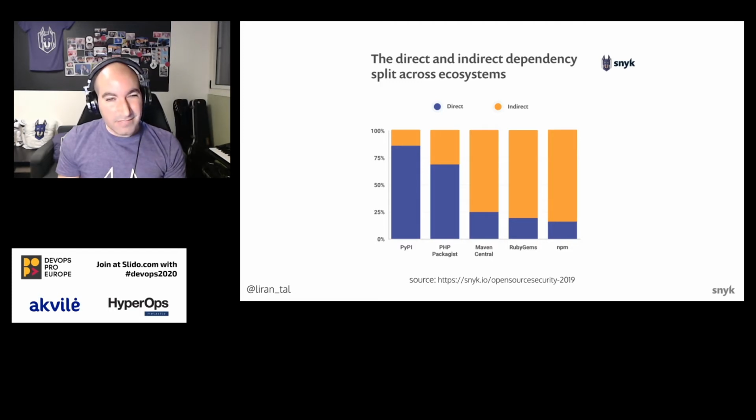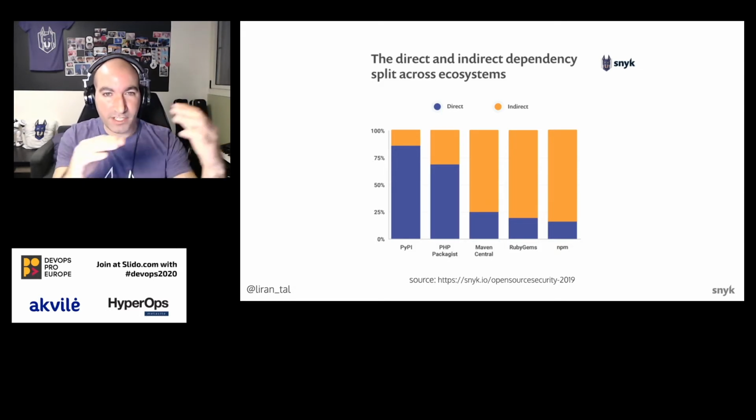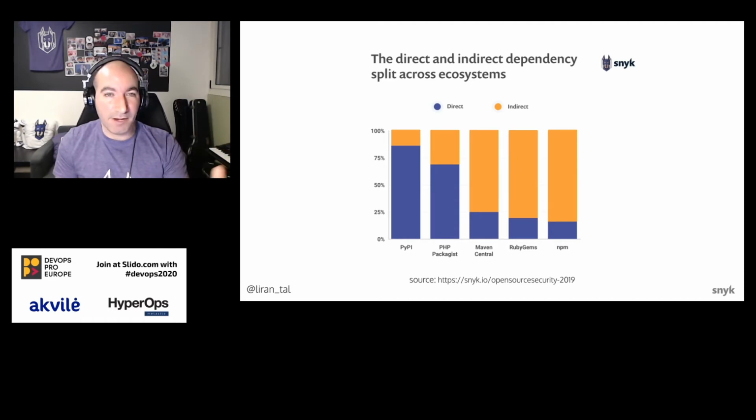So these are dependencies that we can't control that much, those indirect dependencies, and usually we're not even aware of the exact tree that we have. But again, most of the dependencies come from that. For some of these ecosystems, npm very obviously.